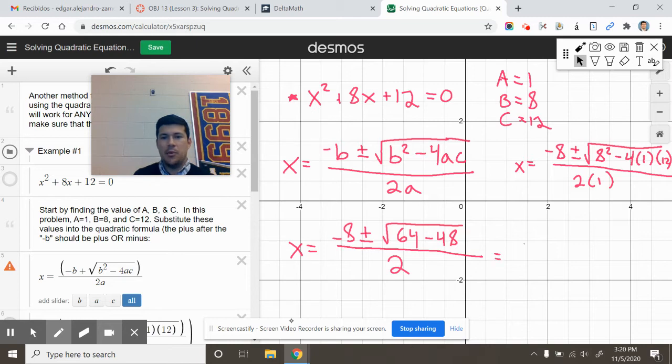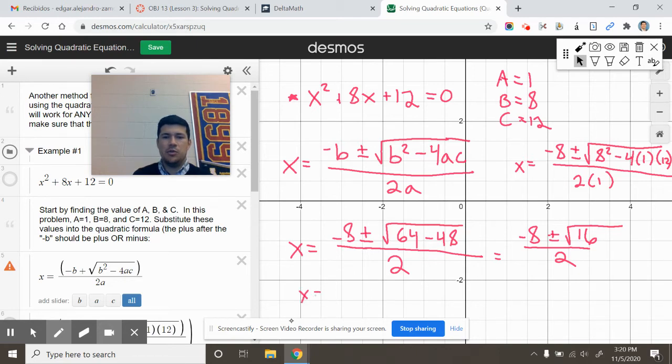And now let's clean it up a little bit more. So this is still opposite 8 plus or minus the square root of 64 minus 48. 64 minus 48 is 16. So this is the square root of 16 all over 2. All right, so now you're seeing it's getting a little bit cleaner. Let's simplify the square root of 16. The square root of 16 is just 4.